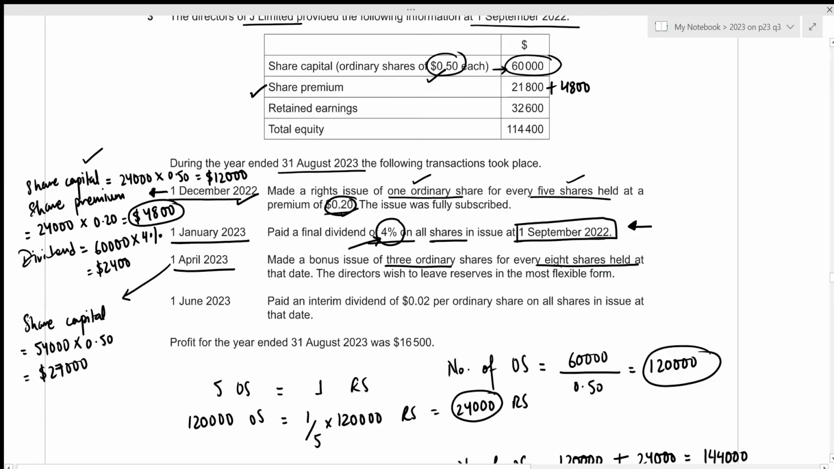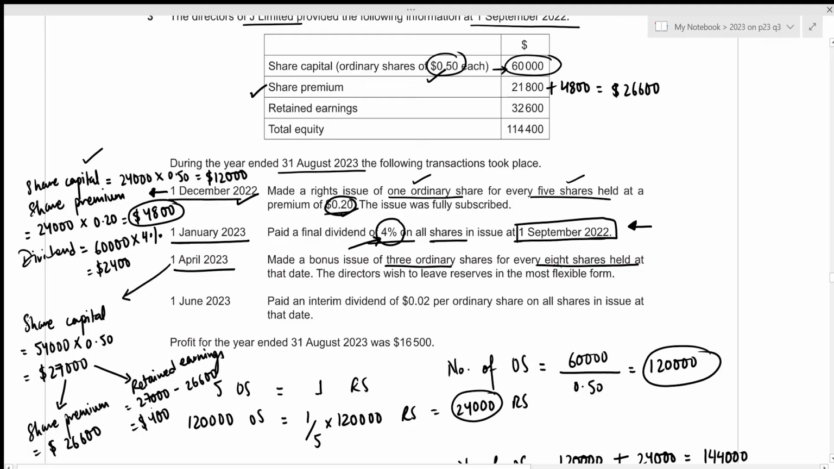So that's an additional 4,800 right here, which means that the available fund within our share premium is 21,800 plus 4,800, which results in 26,600. So in order to fund this 27,000, share premium will be utilized, which will fund the value of 26,600, and the remaining amount will be funded by the retained earnings. So the remaining amount is 27,000 minus 26,600, which is 400.